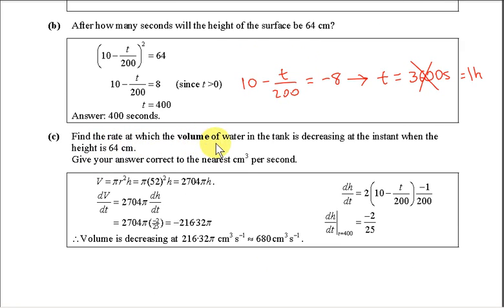Find the rate at which the volume of water in the tank is decreasing at the instant when the height is 64 centimeters. We are looking for the rate of change of volume of water. Now, with respect to what? Well, we're not actually told explicitly what we want the rate of change of volume with respect to. But implicit in this question is that we're getting the rate of change of volume of water in the tank with respect to time. In other words, we are interested in dV/dt.